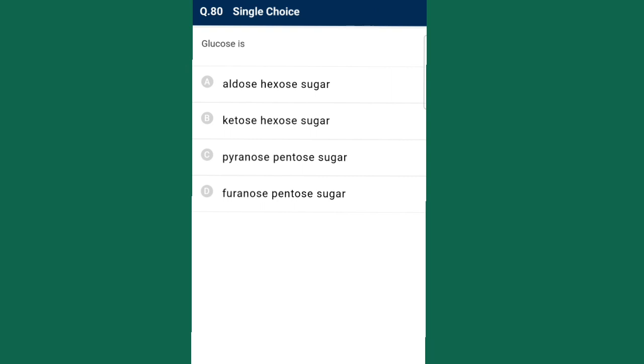Question number 80. Glucose is a monosaccharide, or building block of all carbohydrates, and it can be a polyhydroxyaldehyde. It is always called an aldose or ketose. So the answer for this question is option A. Glucose is an aldose hexose sugar.